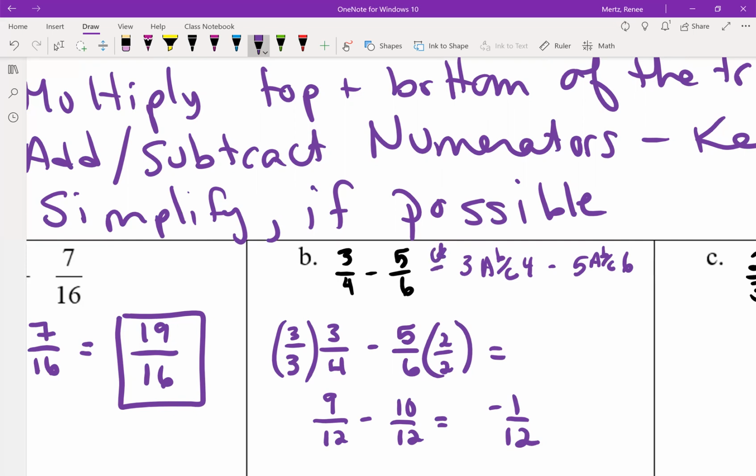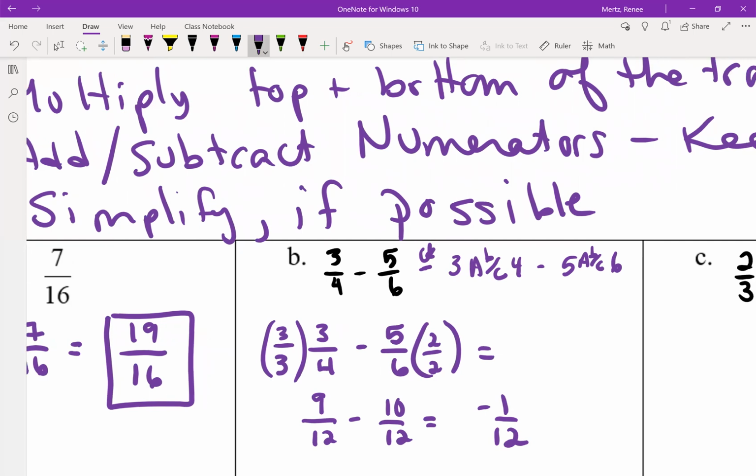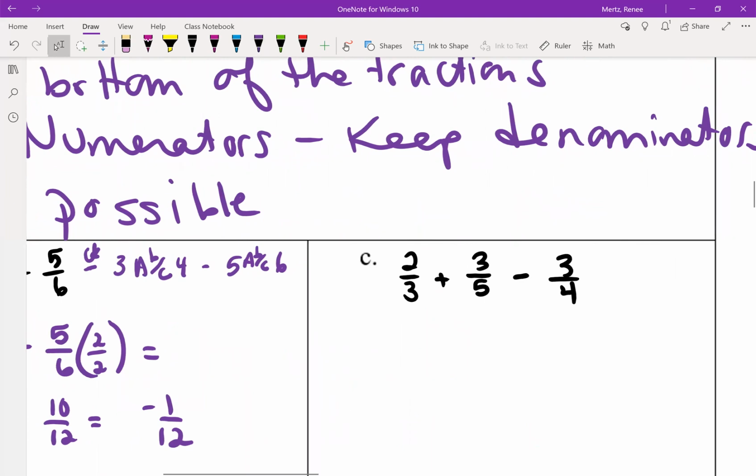So just to do your check, that's what it would look like on the calculator. 3 ABC 4 minus 5 ABC 6, and it would give you a check to make sure you did it correctly, which I always recommend, and we should get -1 twelfth.